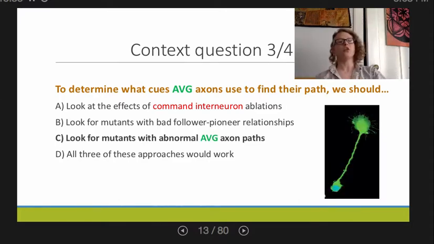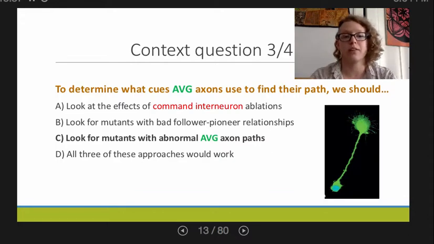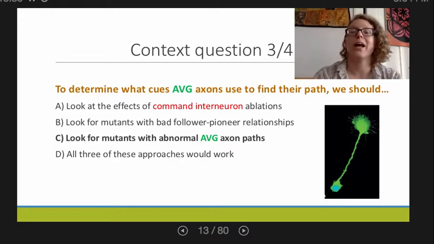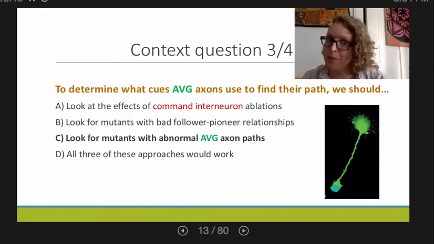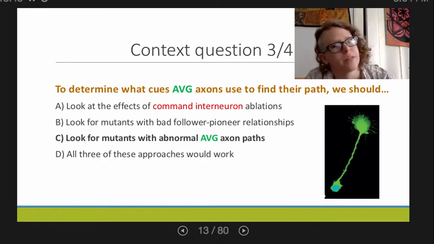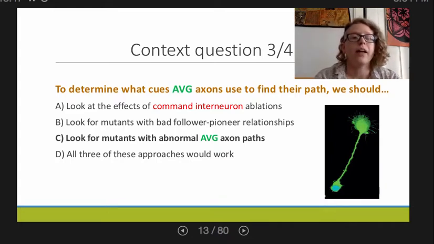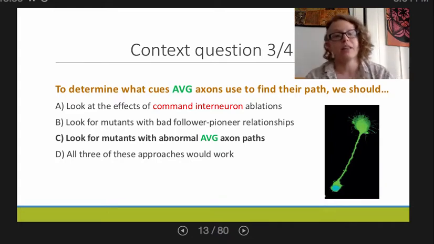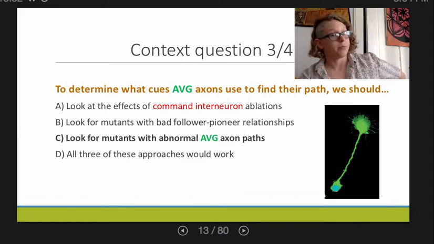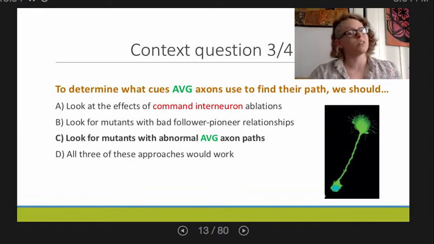C, we're going to look for mutants with abnormal AVG axon paths. And when I say mutants, a mutant is something where there's been a gene messed up. That's a mutation. So when there's a gene messed up and the AVG axon is messed up, we're going to presume that that gene was important for that axon path.